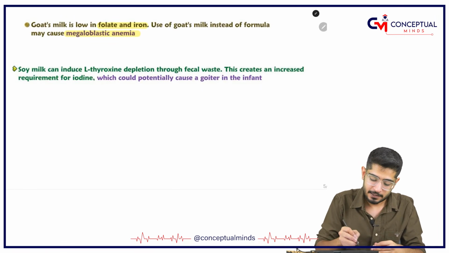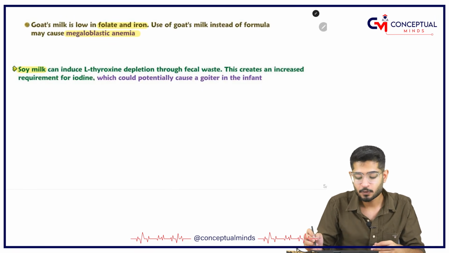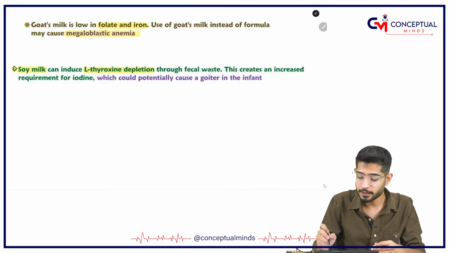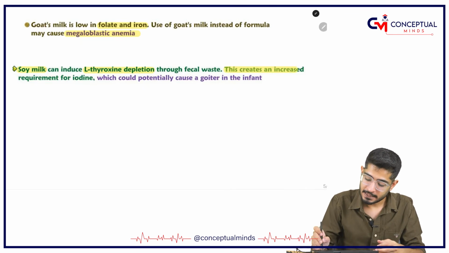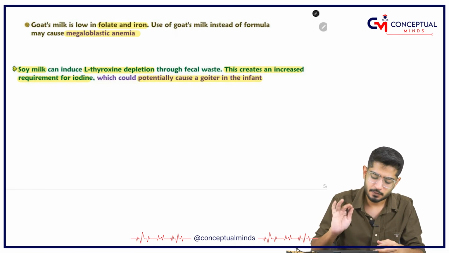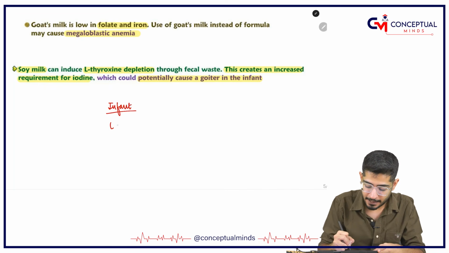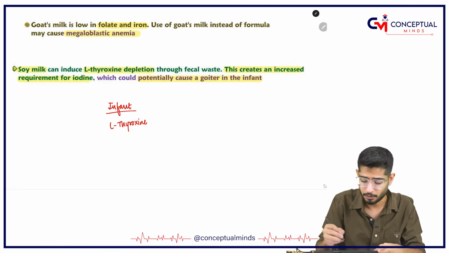Now coming on to the last part, that is soya milk. So remember, soya milk induces L-thyroxine depletion. Alright, and because of this, what happens? This creates an increased requirement for iodine, which could potentially cause goiter in the infant. Alright, so simple things, very simple things. What is happening? Understand, this is my infant, and in the infant there is L-thyroxine which is getting produced. L-thyroxine is nothing else but your thyroid hormone.